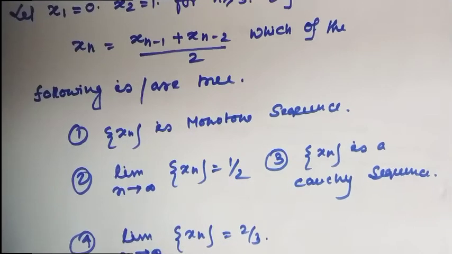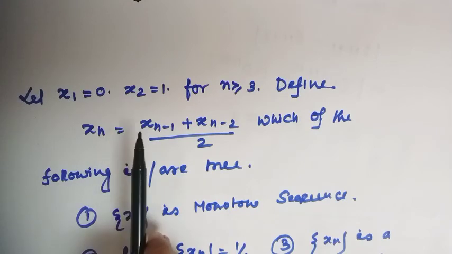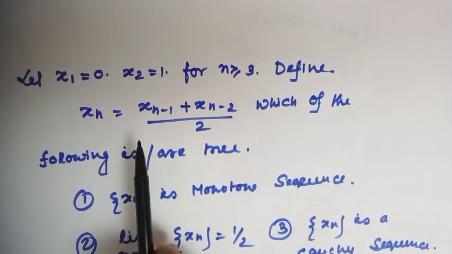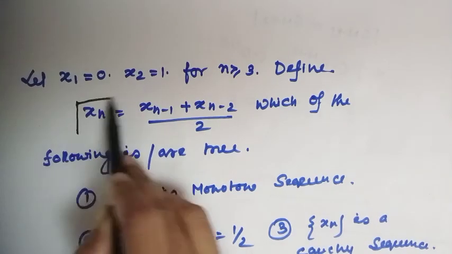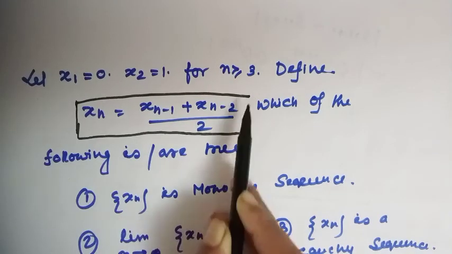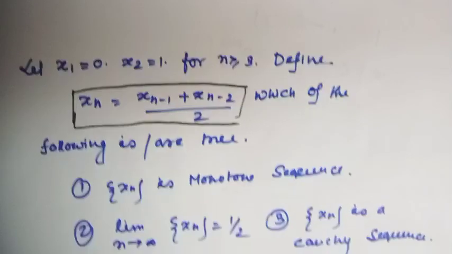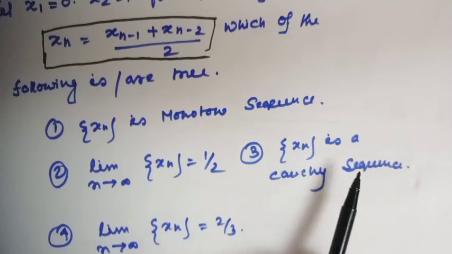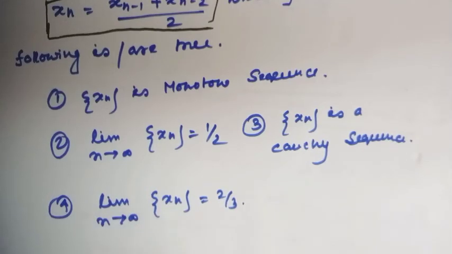Okay? Alright. Let's see one example of CSIR NET. Here x1 equal to 0, x2 equal to 1, and for n greater than or equal to 3, define xn equal to xn minus 1 plus xn minus 2 over 2. This is a recurrence relation. Then, which of the following is or are true? Option 1, xn is a monotone sequence. Option 2, limit n tends to infinity xn equal to half. Option 3, xn is a Cauchy sequence. Option 4, limit n tends to infinity xn equal to 2 over 3.